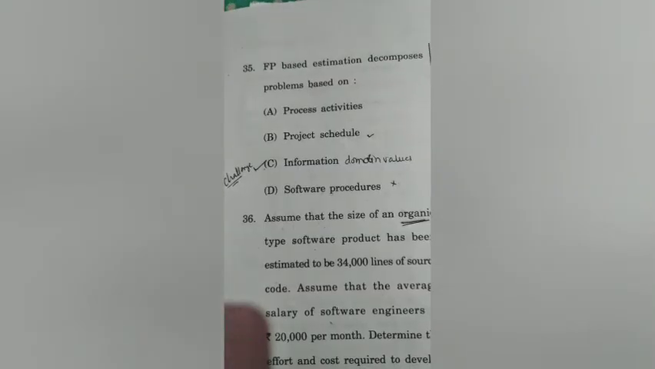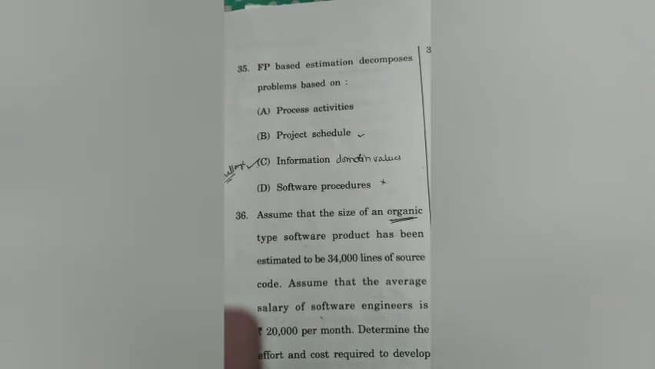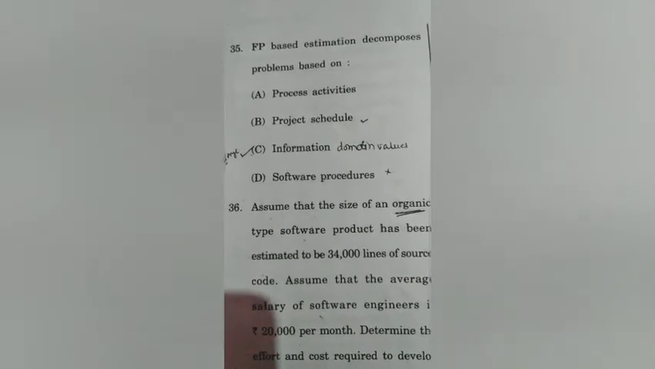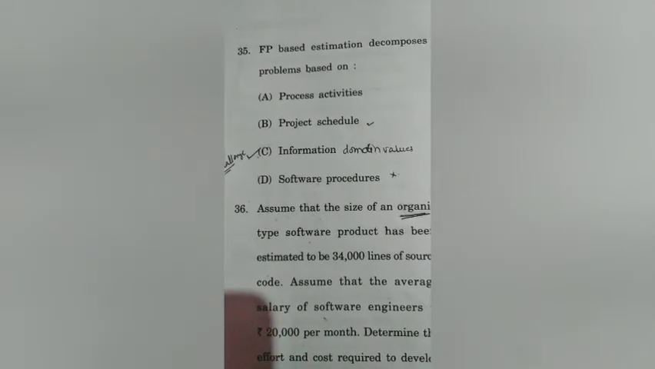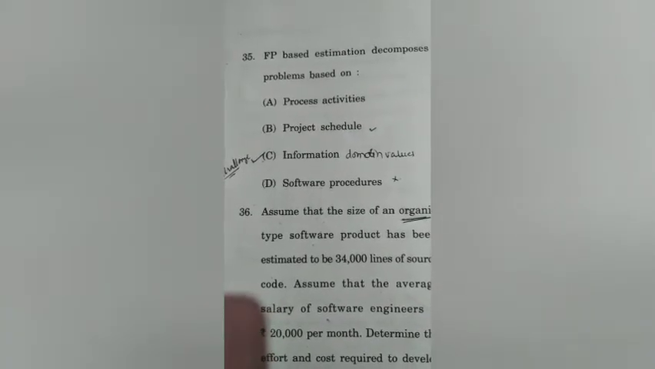Architectural model generally is derived from which of the following sources? Option D, 1, 2, 3: information about application domain, data flow diagram, and availability of the design patterns. Question number 35. FP-based estimation decomposes problems based on process activity, project schedule, information domain values, software procedures.